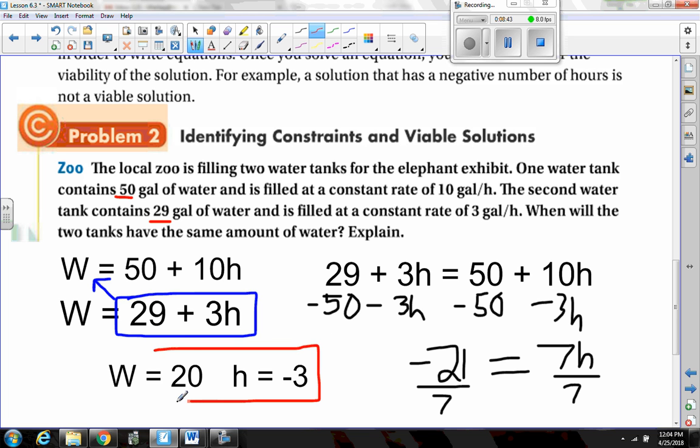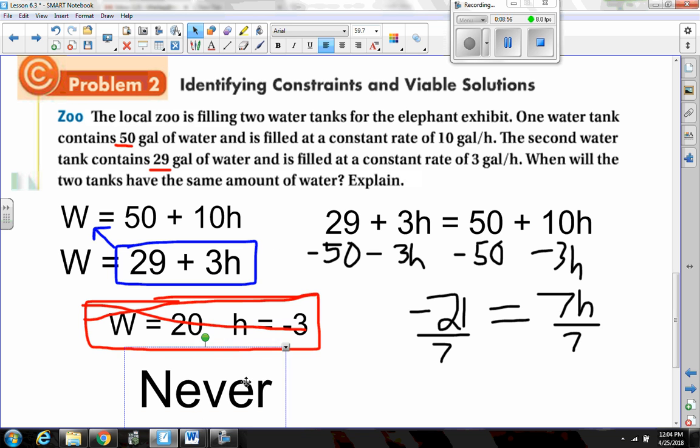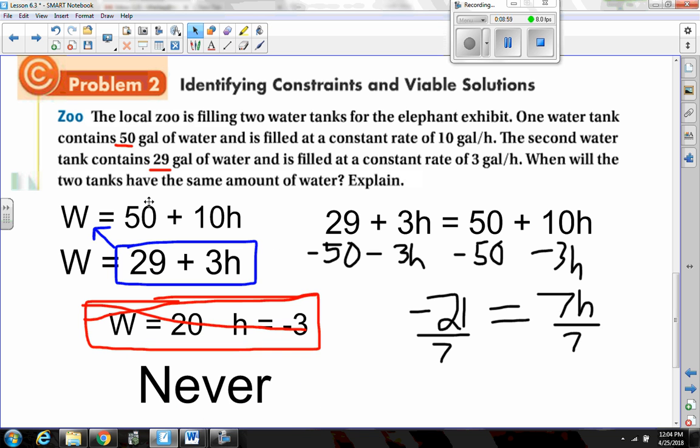So this as a solution doesn't make any sense. It's not a viable solution. So what we would say is never, right? When will the 2 tanks have the same amount of water? Never. They'll never have the same amount of water, because my solution of negative 3 hours doesn't make any sense. Okay? So make sure that we're on the lookout for something like this, where the answer that we arrive at is totally illogical, and there's no way that that could have been the answer.